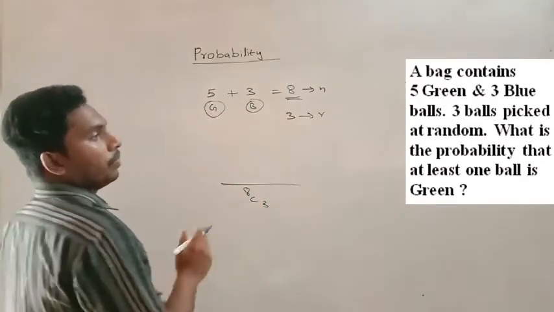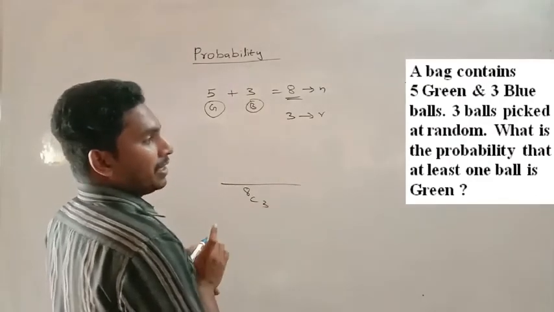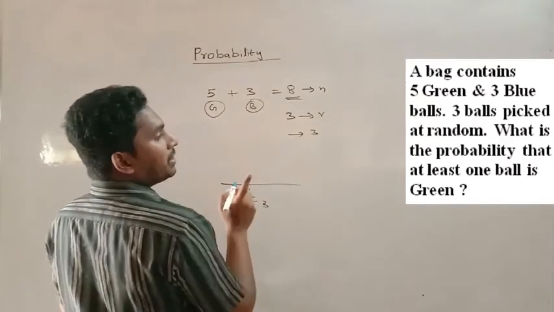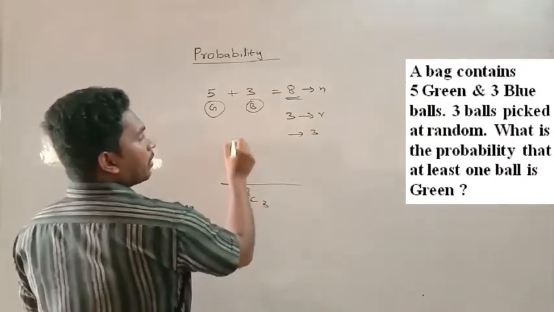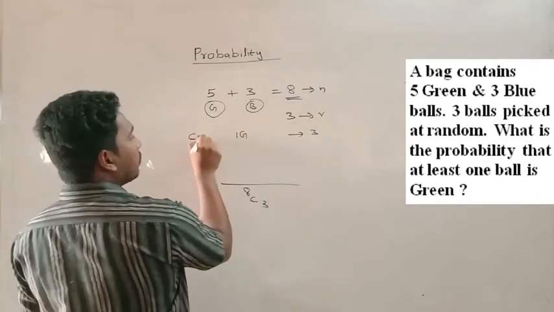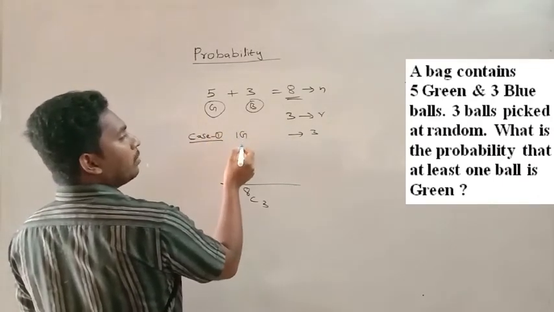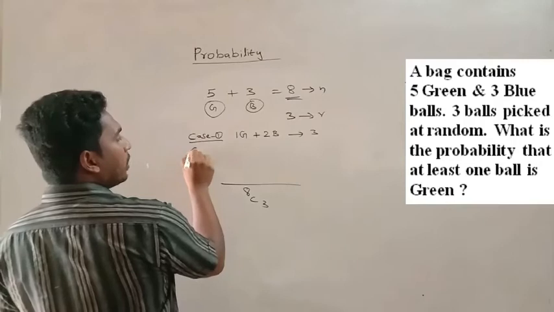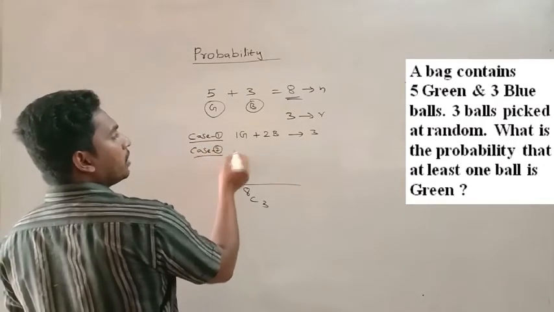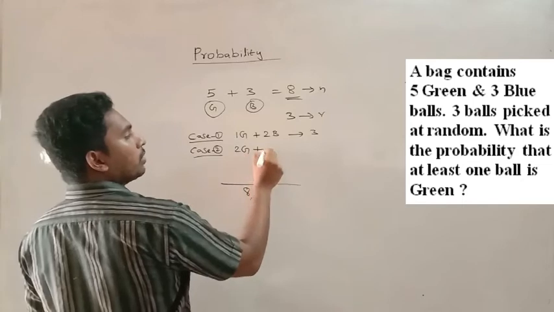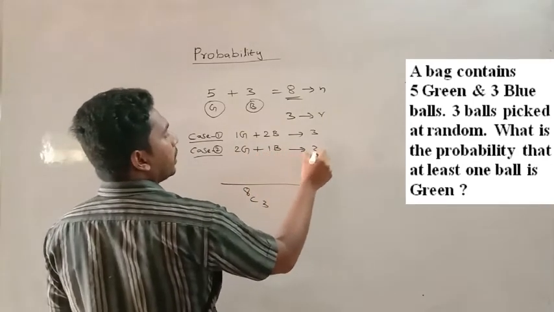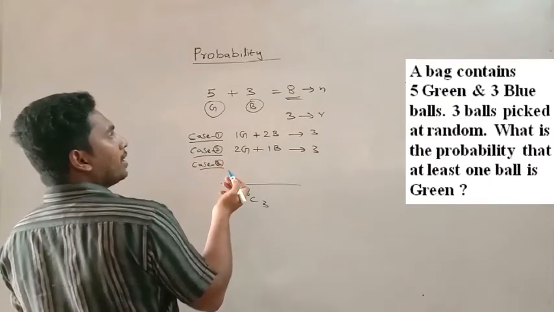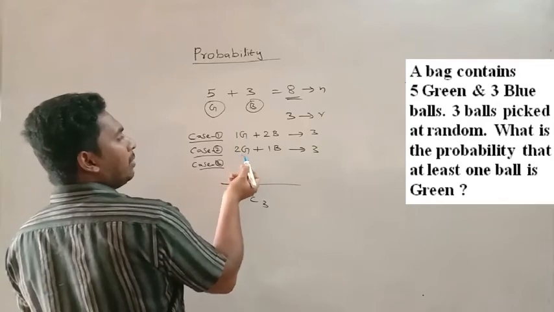They are telling us that at least one ball is green, and 3 balls are there in total. What is the probability that at least one ball is green? Suppose in case 1, one green ball is there, and the other two will be blue balls. Then in case 2, there may be 2 green balls and 1 blue ball. Here also the sum is 3. Now case 3.